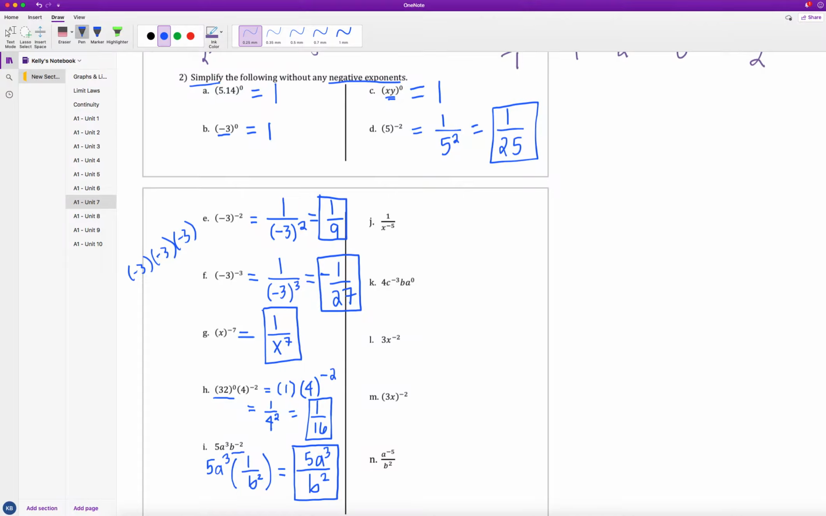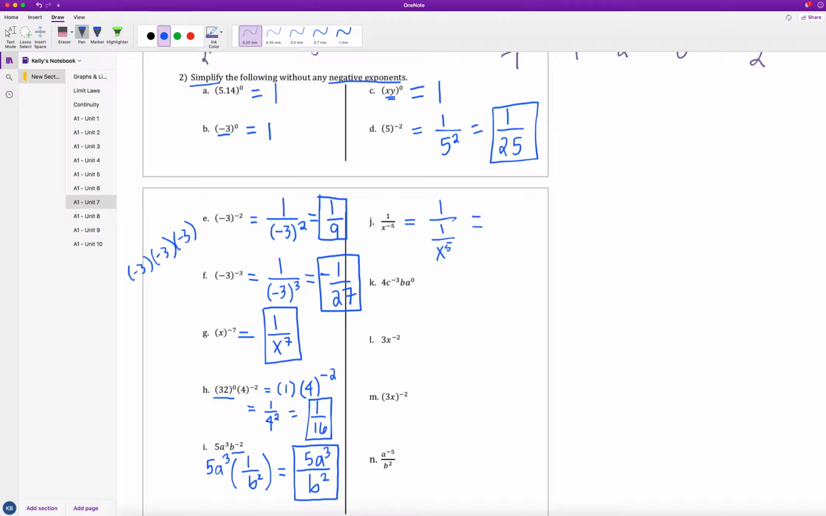Okay, let's look at example J. Why don't you guys pause the video and try example J, because we've talked about something similar, and then we'll check it together. Okay, let's check example J. So the first thing I notice is that negative exponent that we have. So we're going to want to go ahead and rewrite this then. I still have 1 over. x to the -5th can be rewritten as 1 over x to the +5th.